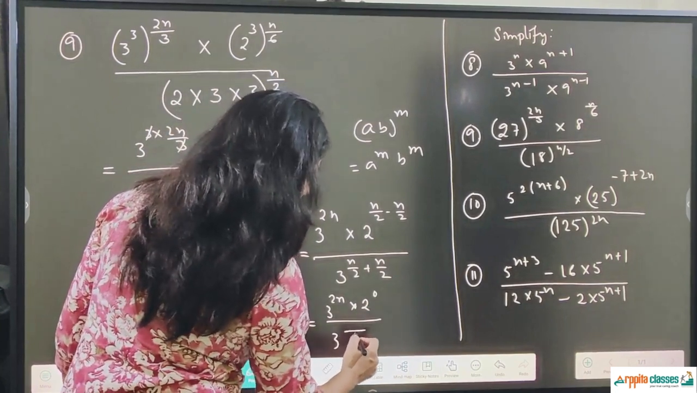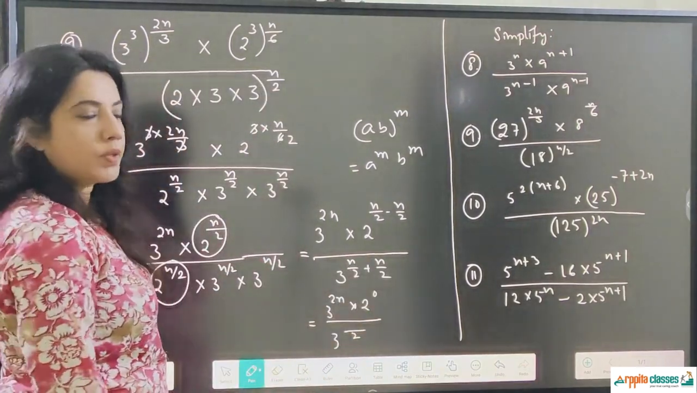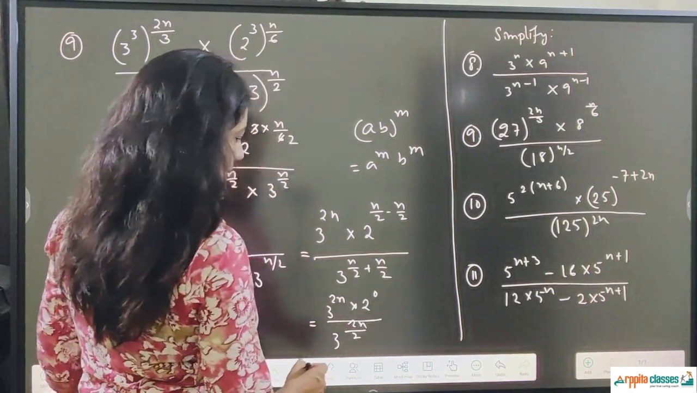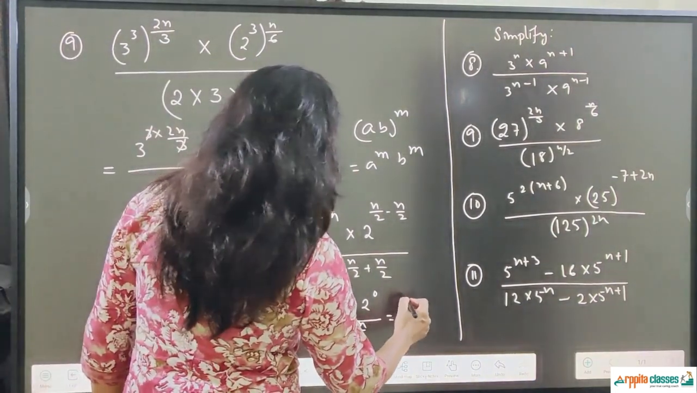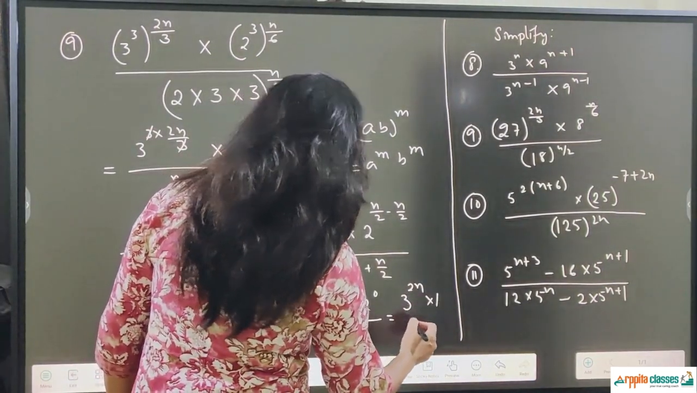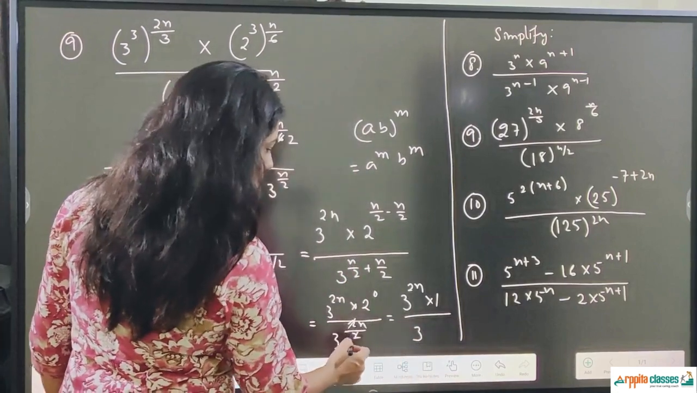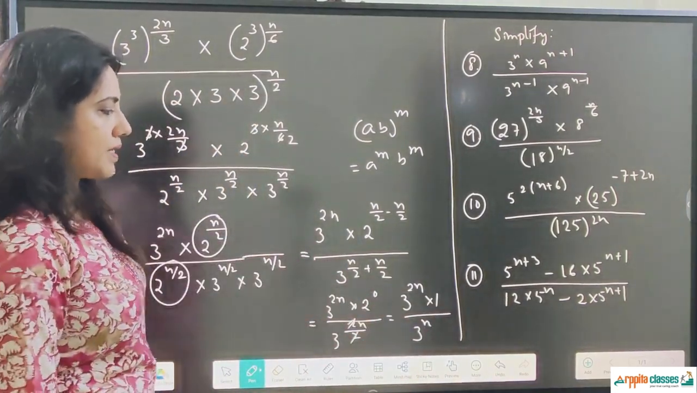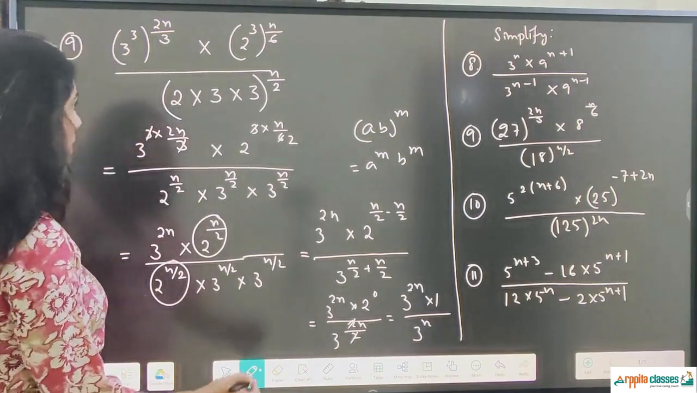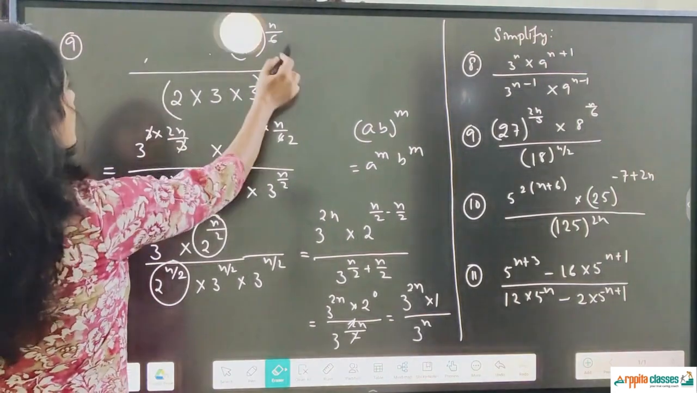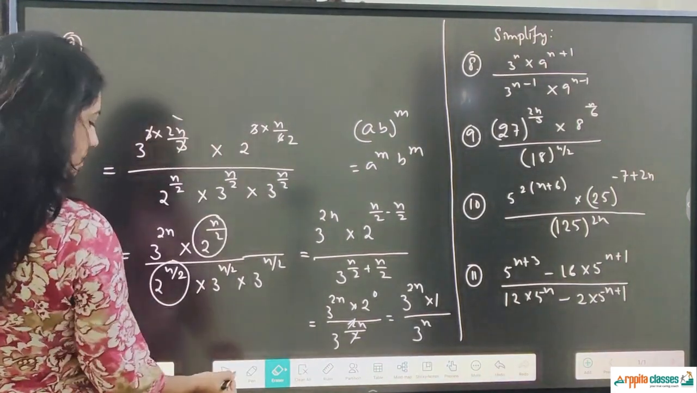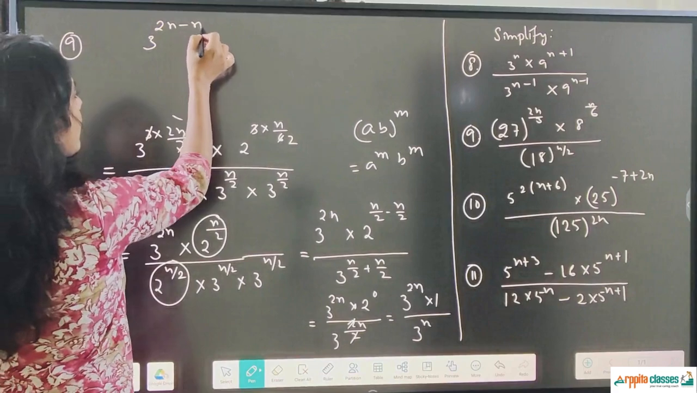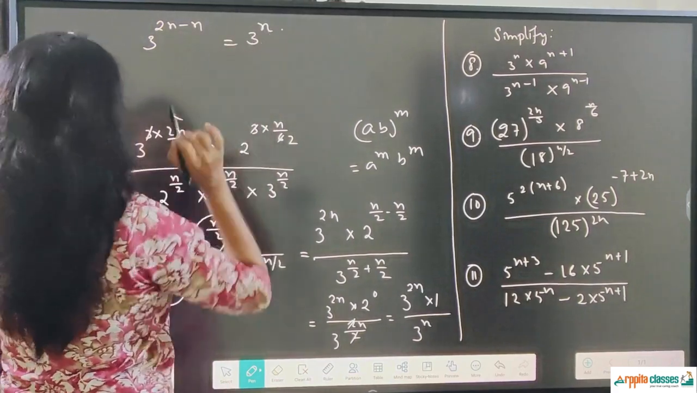Down you have 3 to the power, LCM is 2, n by 2 plus n by 2. So that is n plus n, that will become 2n, so 2n by 2. So it is 3 to the power 2n into 1 divided by 3 to the power 2n by 2. 2 gets cancelled, 3 to the power only n. Now again the bases are the same. Powers can be subtracted. So it is 3 to the power 2n minus n. The answer will be 3 to the power n.